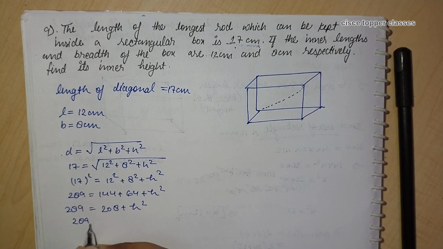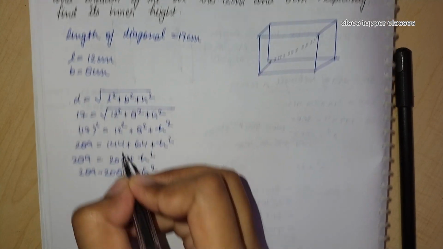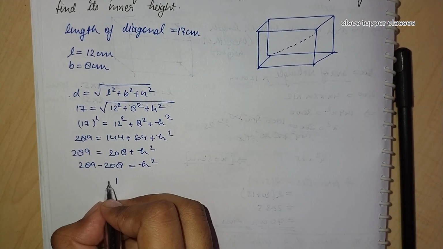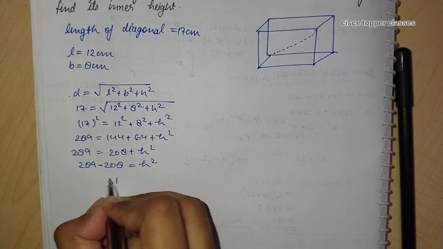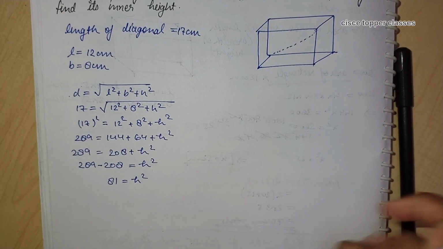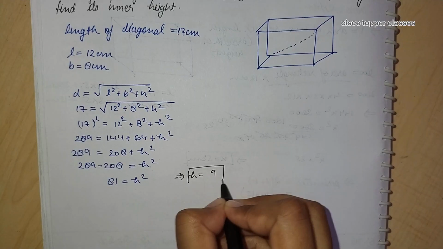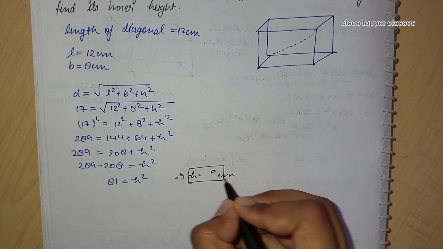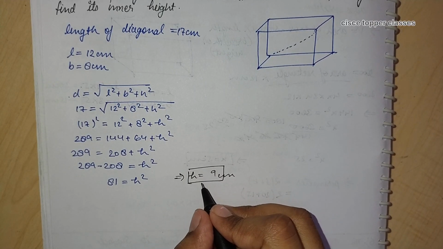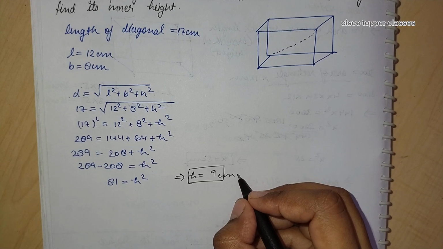So this will be 289 minus 208 is equal to h square. So here we can write 1 and 29 minus 20 will be 8. If we take the square root, h will be 9 here. Means h is equal to 9 centimeter. So height is given as 9 centimeter. So this is the final answer in this question.